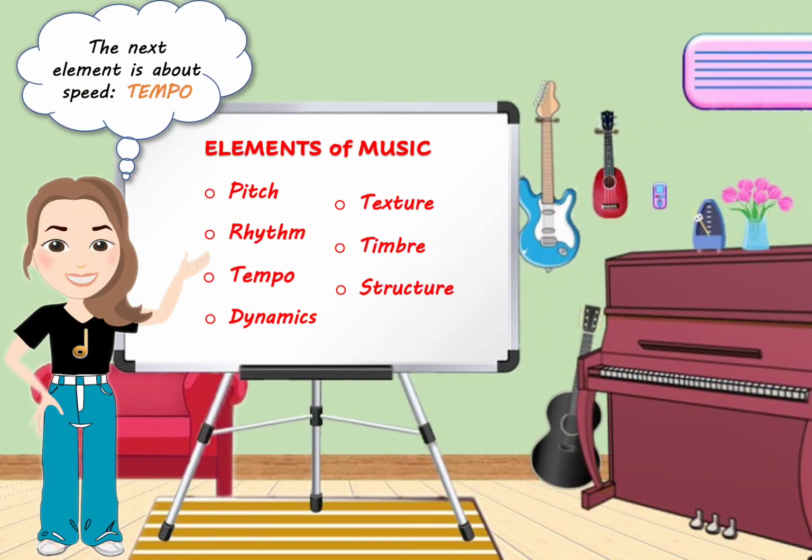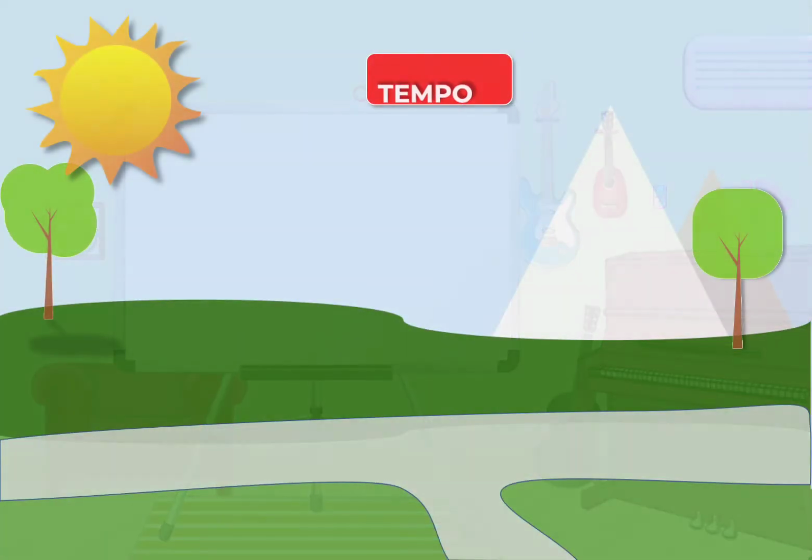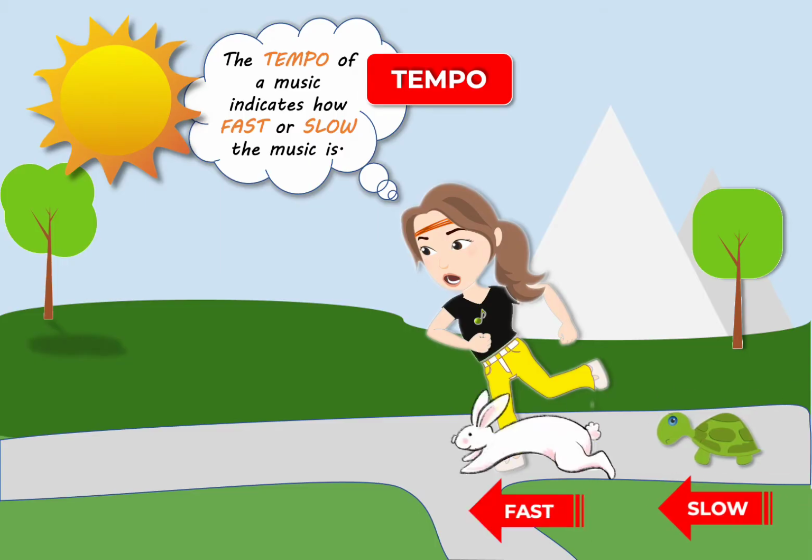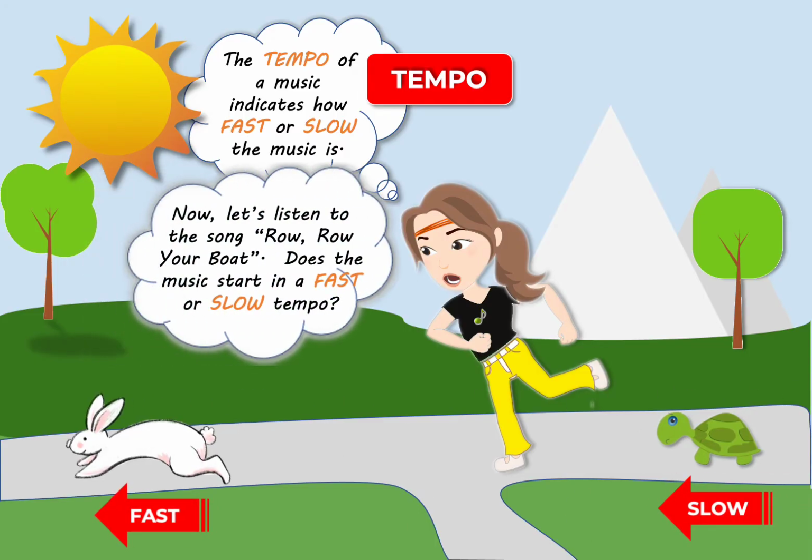The next element is about speed, tempo. The tempo of a music indicates how fast or slow the music is. Now, let's listen to the song Row Row Your Boat. Does the music start in a fast or slow tempo?